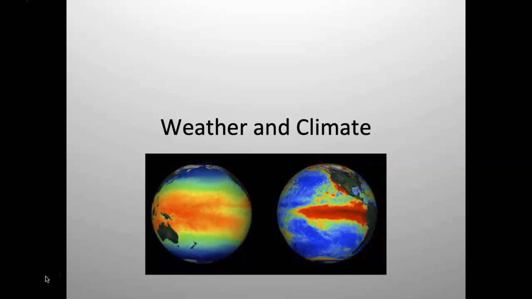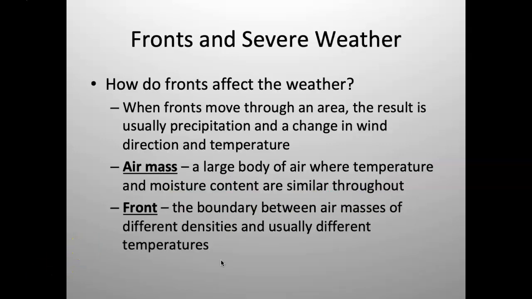This next section of notes is going to cover weather and climate. Weather is usually affected by different air masses moving through an area. An air mass is a large body of air where temperature and moisture content are similar throughout. When two different air masses meet, usually one warmer and one colder, that boundary where those two meet is known as a front.